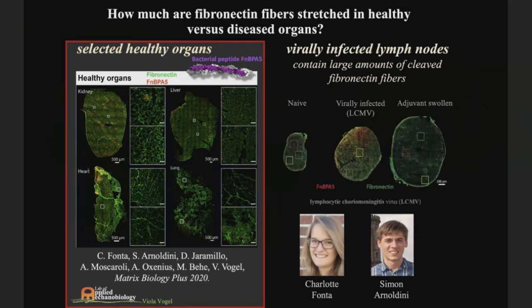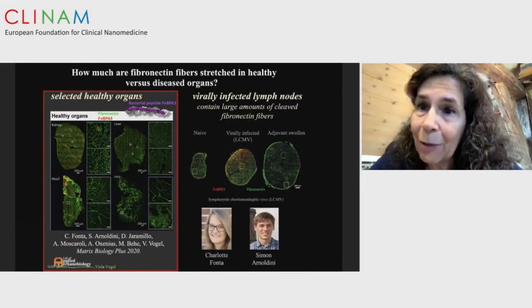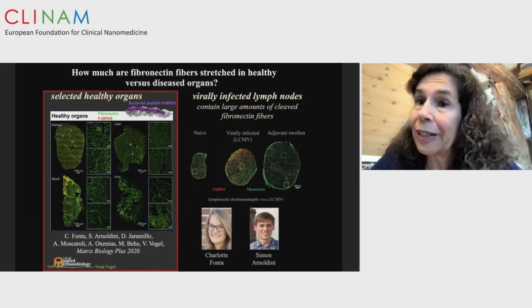When we then asked this question about lymph nodes, we were very surprised to find that fibronectin fibers are already highly tensed in the naive lymph node. You see it mostly green with very, very few areas that bind the peptide. Then if we just swell the lymph node with adjuvant, what was surprising for us was the fibronectin fiber tension was still high. So there's no major difference between the fibronectin fiber tension between a naive lymph node and a highly swollen lymph node.